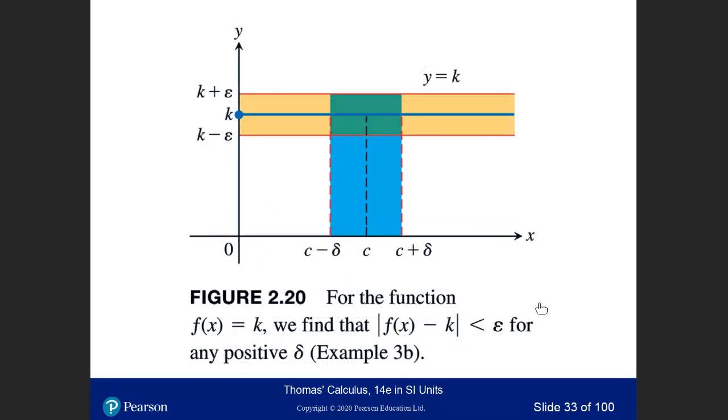Now that's the constant function. Now you can choose any delta here. If you give me epsilon, I can choose any delta. It doesn't make any difference. I can choose a larger one and a smaller one, but that's only for the constant function. You cannot do that for the other functions. Any delta would do in this case. Any delta would work.